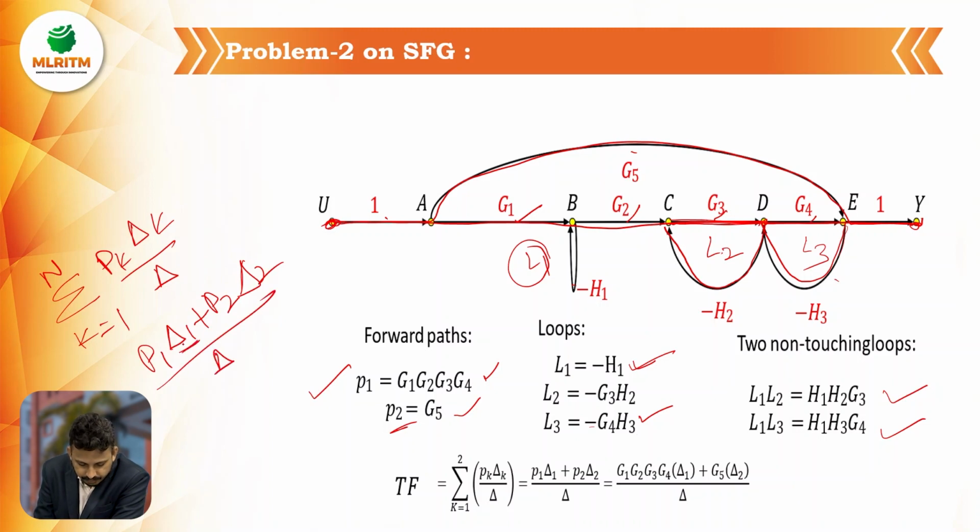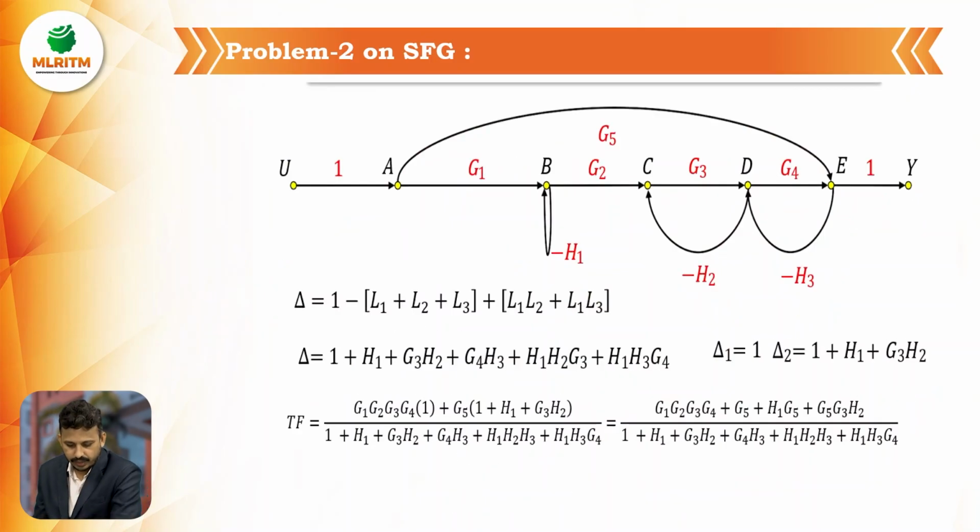So what is delta 1? Delta 1 is 1 minus the loop gains of the loops not touching the forward path. See here, delta 1 is 1 because all the loops are touching the first forward path. So delta 1 is 1 minus 0, no need to write. So delta 1 is equal to 1.